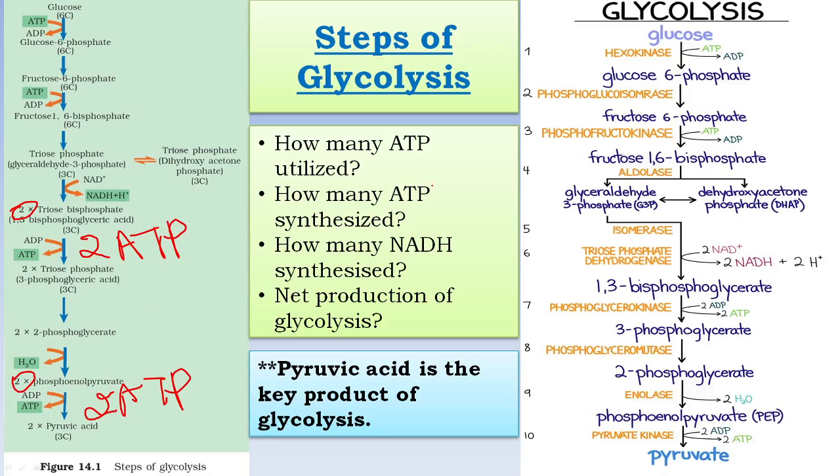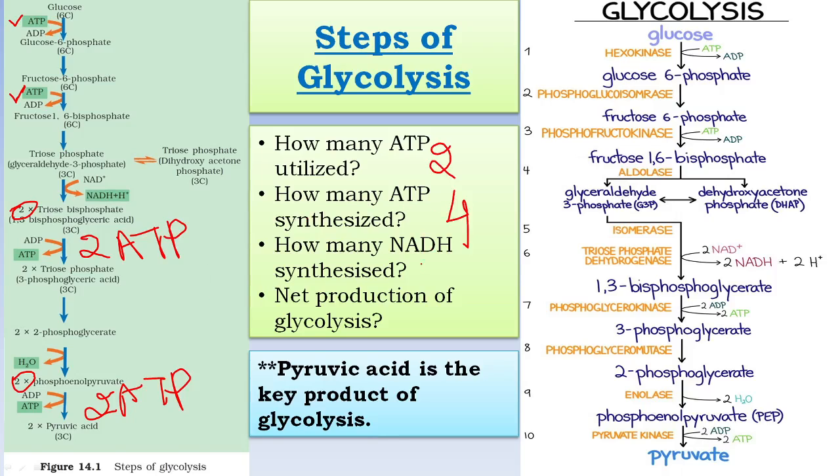So how many ATPs are synthesized? 4 ATPs are synthesized. How many ATPs are utilized? 2 ATPs are utilized. When glucose is broken down in glycolysis, ATP is utilized and synthesized.